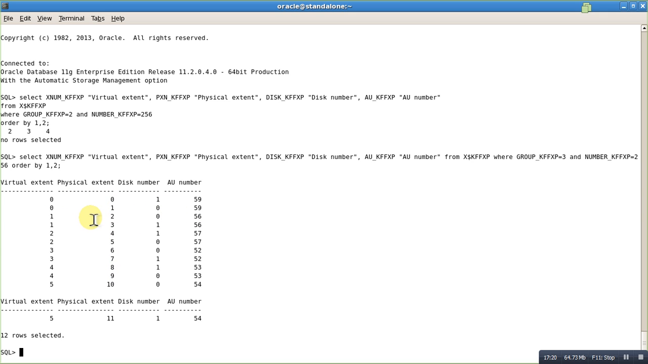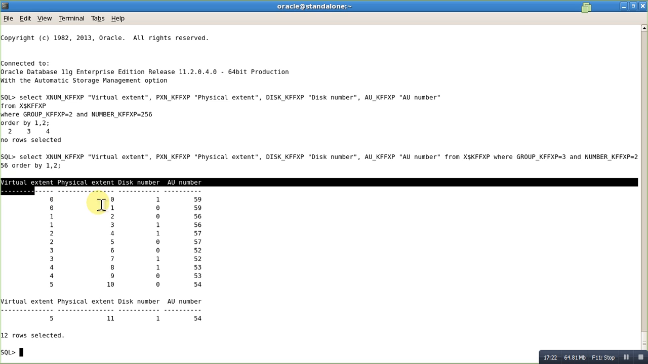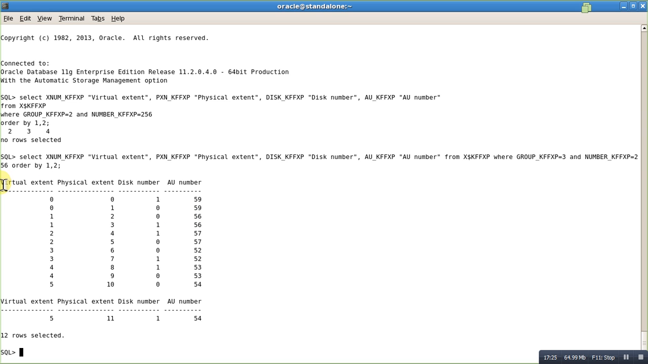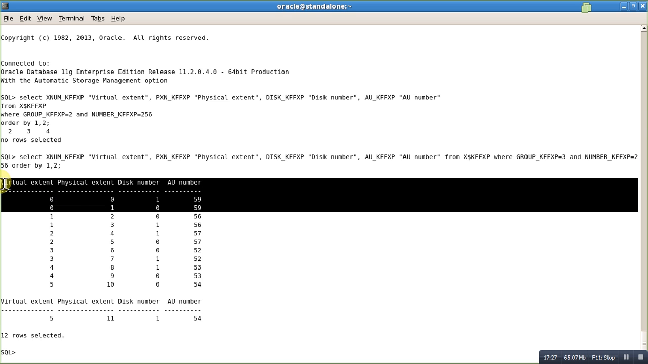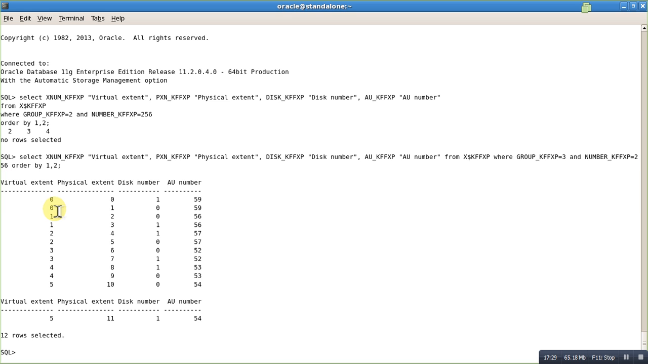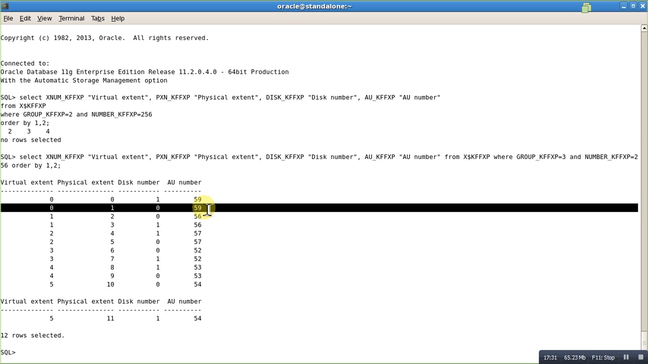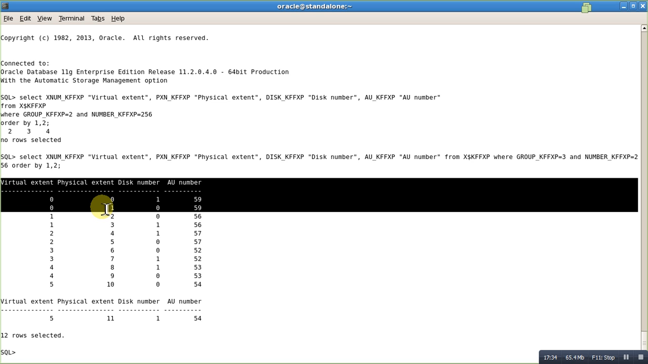As my disk group is normal redundancy, I will be having one primary extent and one image copy of that extent. So you can see from the virtual extents, total virtual extents are 5, and each virtual extent has 2 physical extents because of normal redundancy. One is the primary extent and the other one is the image copy of that, or we can say the mirror image.